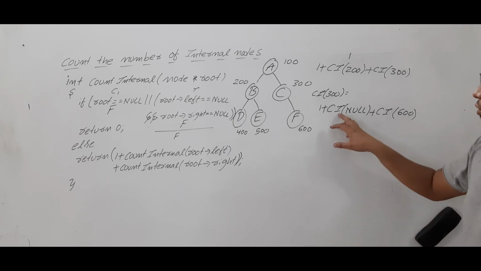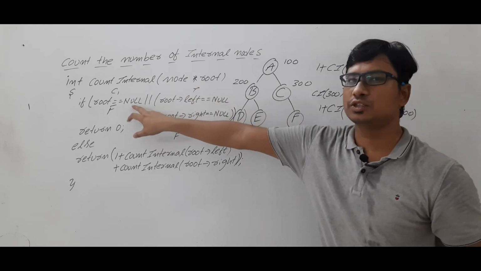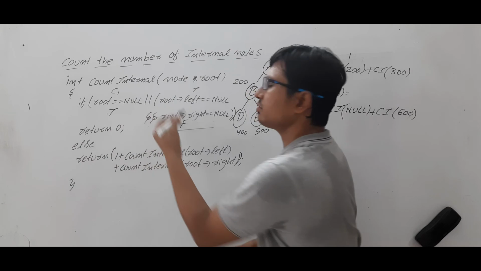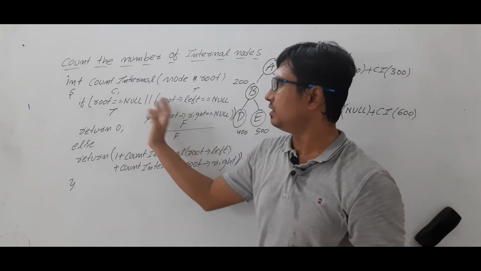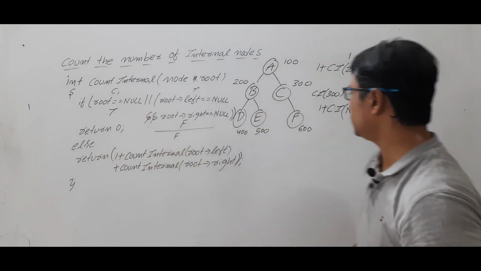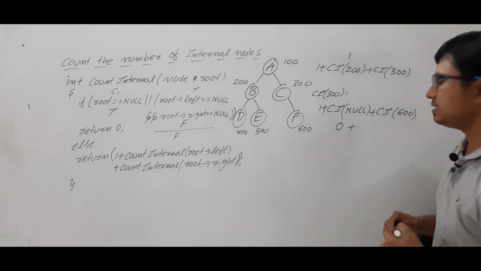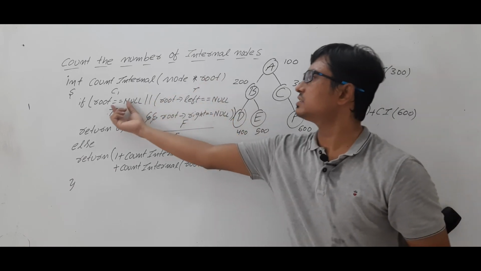Okay. Now we need to execute count internal nodes with null. So now this is true. If this is true, I no need to verify what will happen with this part. Am I right? Because any one is true, then this entire condition will be true because it is logical OR operator. So it will return the value 0. Plus count internal nodes with 600. So here you will get 600.